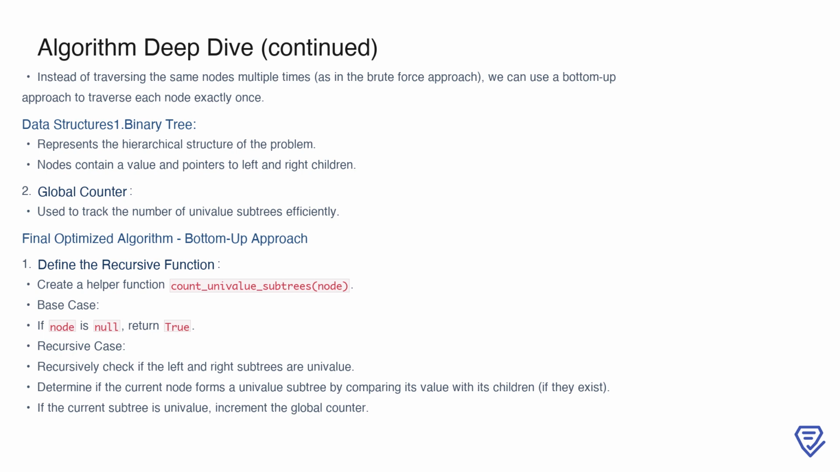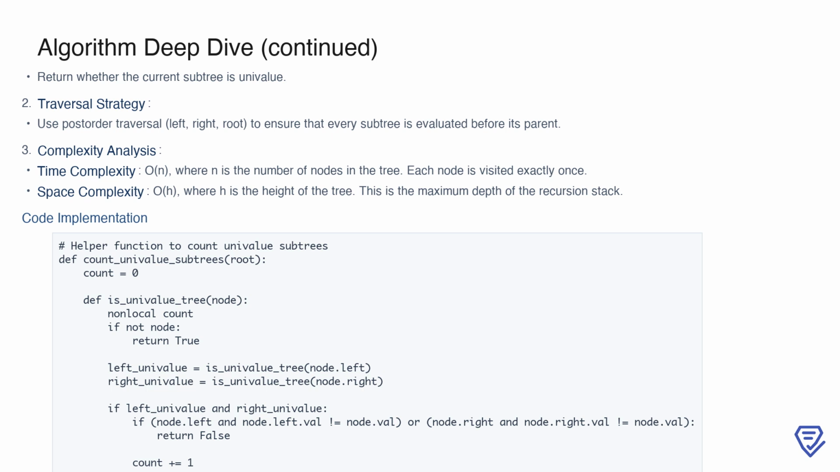Otherwise, we recursively determine whether the left and right subtrees are Univalue. Then, we check whether the current node forms a Univalue subtree by comparing its value with its children, if they exist. If the subtree rooted at the current node is confirmed to be Univalue, we increment the global counter. The recursive function then returns whether the subtree rooted at the current node is Univalue.